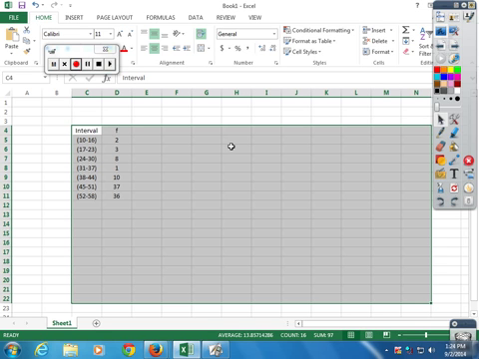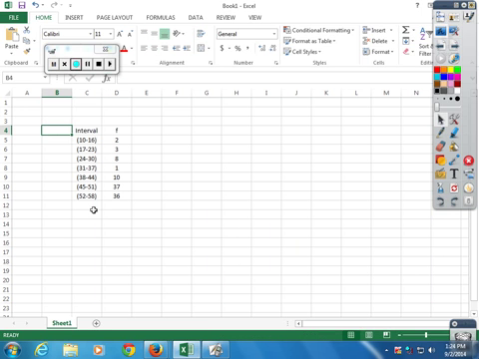So I'm going to do the lower class limit and the upper class limit. And you're just going to put 10, 16, 17, 23, 24, 30, 31, 37, 38, 44, 45, 51, 52, 58.